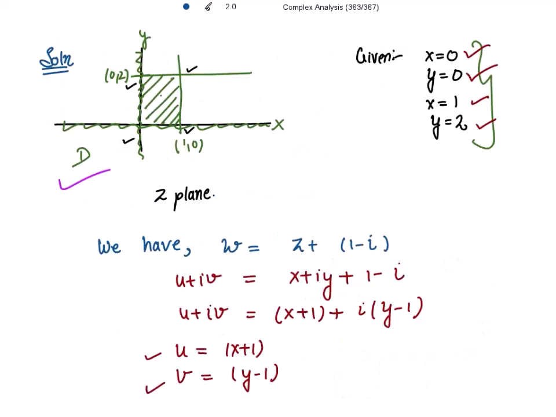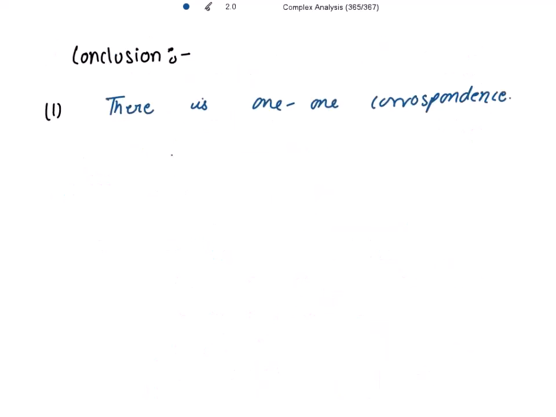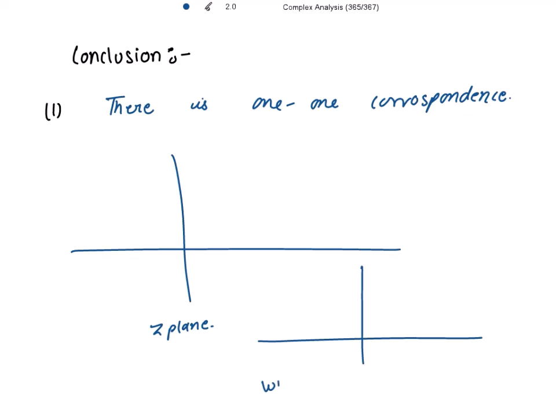And because we have W equal to Z plus 1 minus iota, there is a translation of this D region, the rectangle D, in the direction of the vector 1 minus iota in the W plane. So that rectangle is translated from this D region to this D dash region. See, this is your Z plane and this is the W plane, right? This is a rectangular region D in the Z plane which is given to us, right?